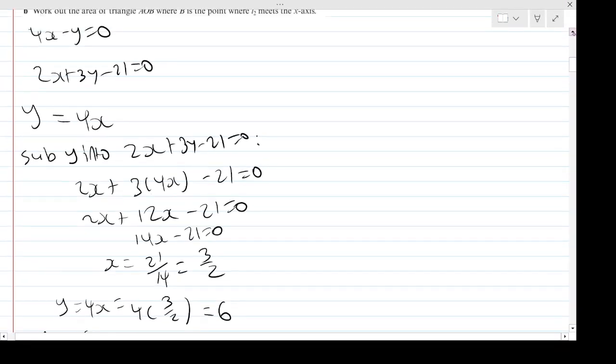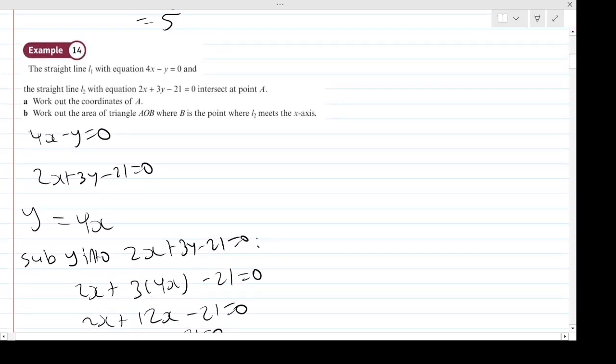Part B then says, work out the area of triangle AOB, where B is the point where L2 meets the x-axis. Okay, so now there's a lot going on in part B. This is fairly common with straight line problems. When you have multiple straight lines, you might be able to form different shapes like a triangle, which you can find the area of. So let's sketch what's going on.